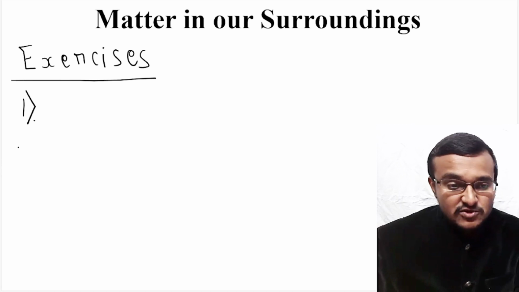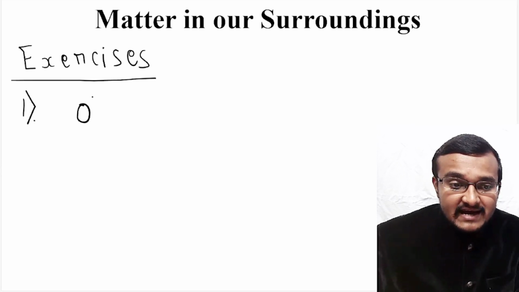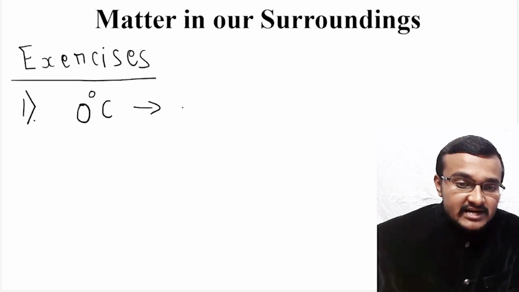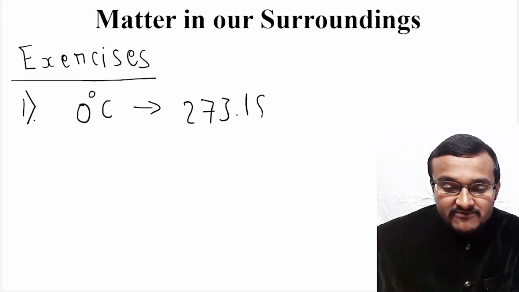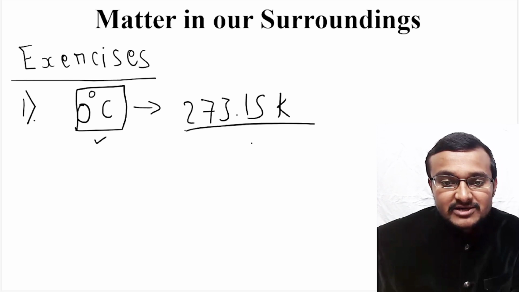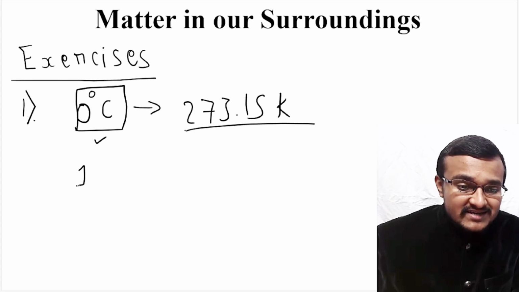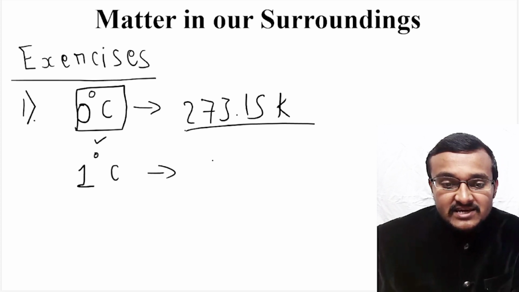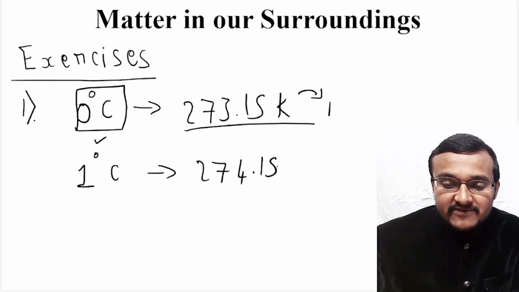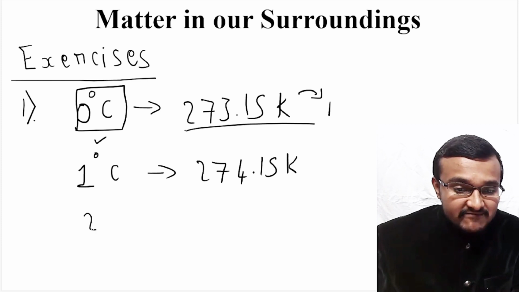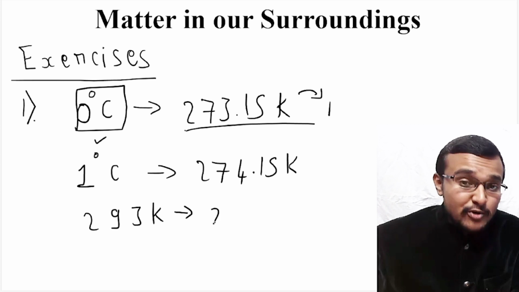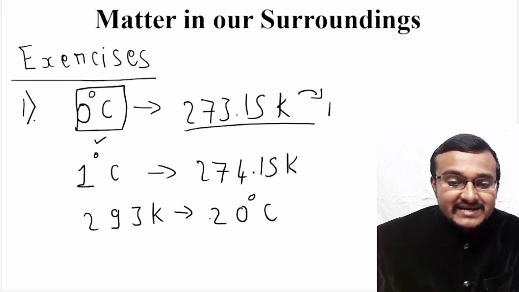If you refer to my previous video, there I have explained that if you want to convert 0 degree Celsius into Kelvin, it will always be 273.15 Kelvin. So you should remember, if the temperature is 0 degree Celsius, on the Kelvin scale it will be 273.15 Kelvin. Now, if you increase 0 degree Celsius to 1 degree Celsius, you should increase this by one number, that is 274.15 Kelvin. Similarly, now they have given 293 Kelvin. In degree Celsius, approximately it will be 20 degree Celsius.